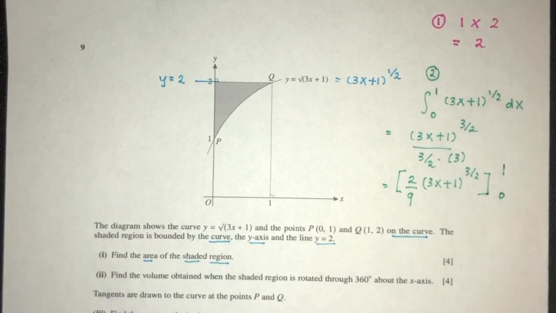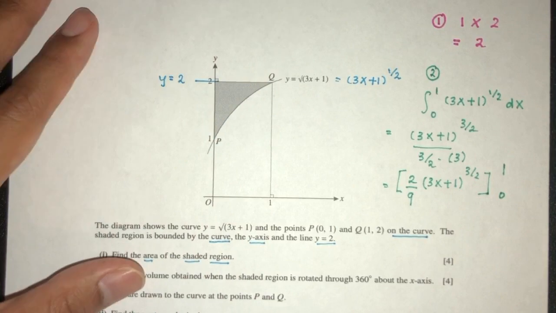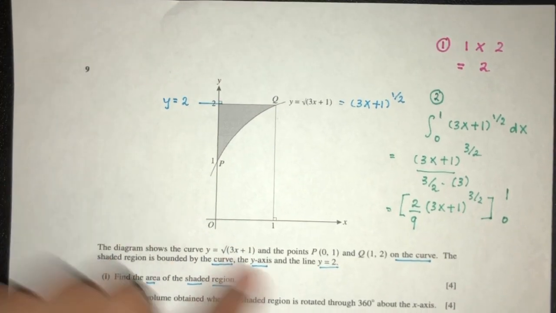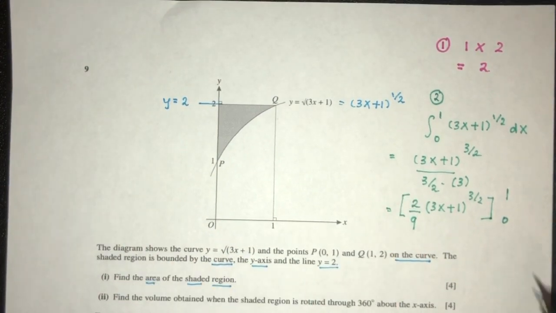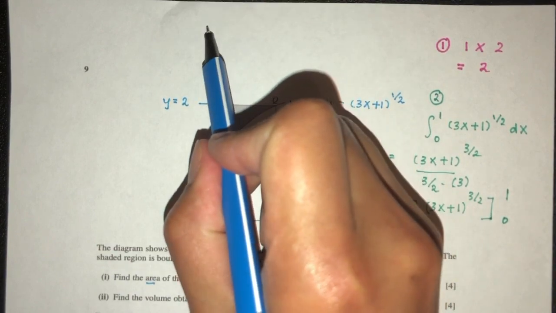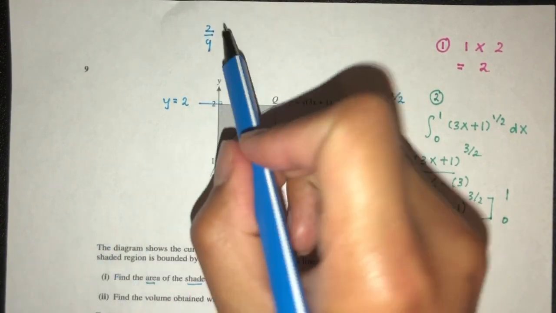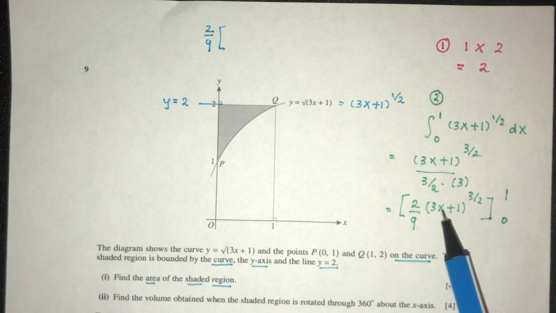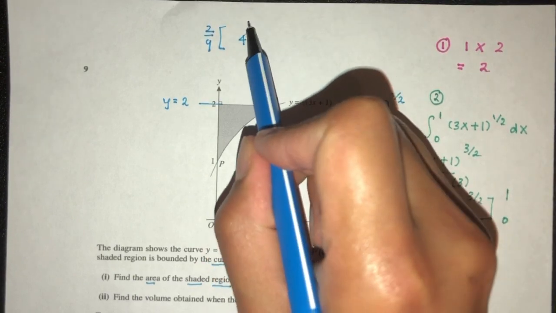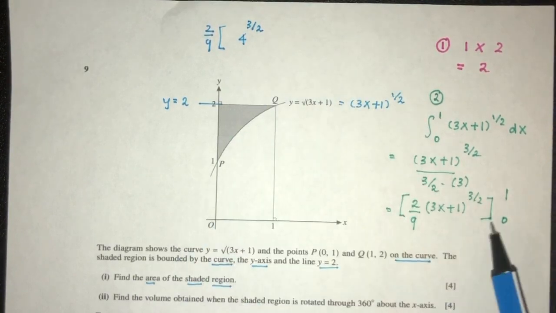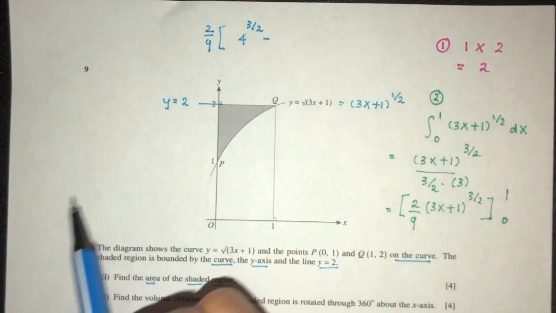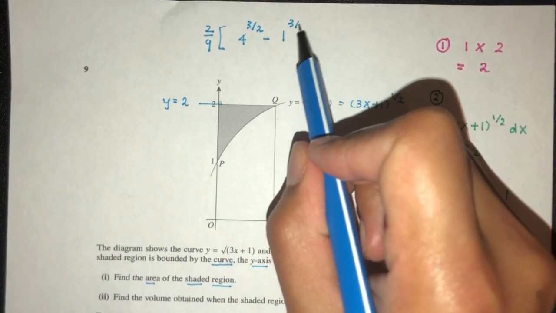1 and 0. So let's continue on top. Some space over here. You can see 2 over 9 is only a multiple. We can just take this outside. That will be 2 over 9. On the inside we have, first we put the value of 1. That will be 4 power 3 over 2. And then we put the value of 0. That should be minus 1 power 3 over 2.